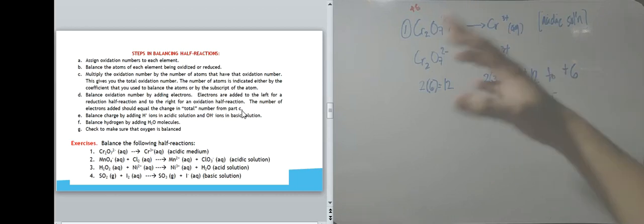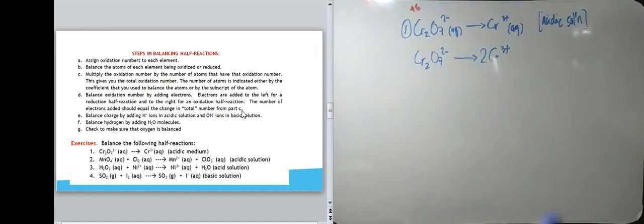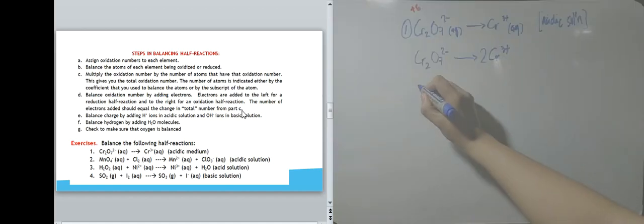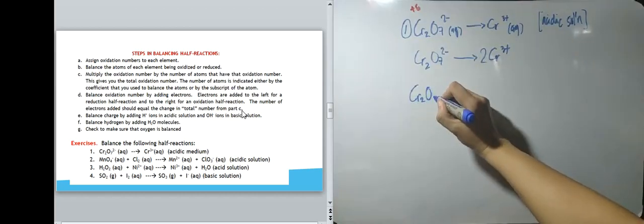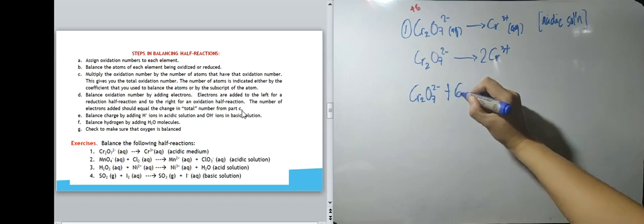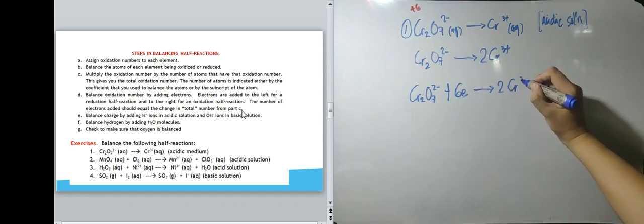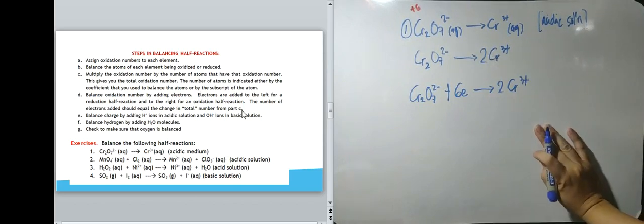So, basically, yung electrons ay nasa left side ng equation. Tanggalin natin. 6 electrons. So, Cr2O7 2 negative plus 6 electrons to 2Cr3 positive. Okay?